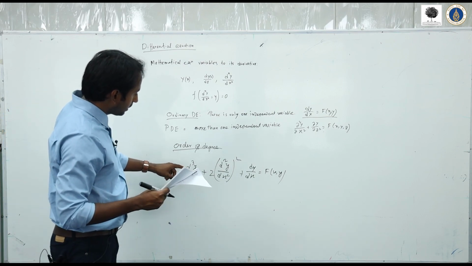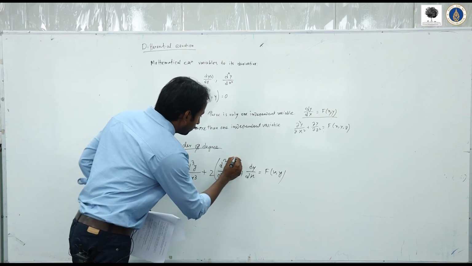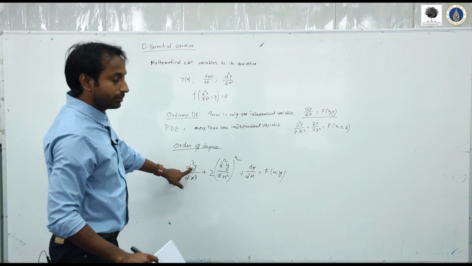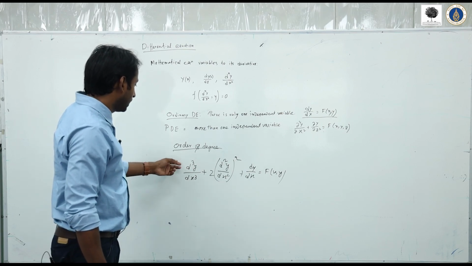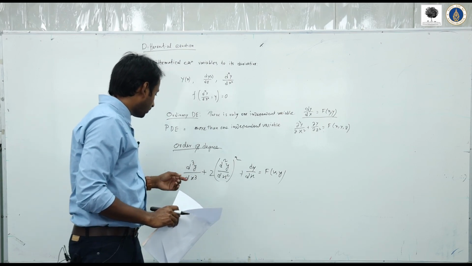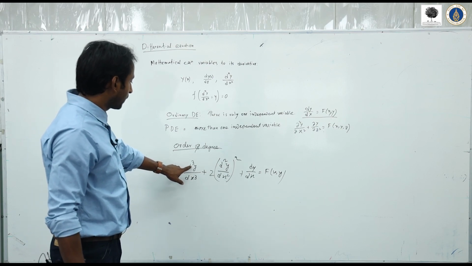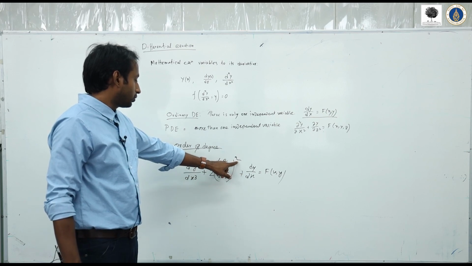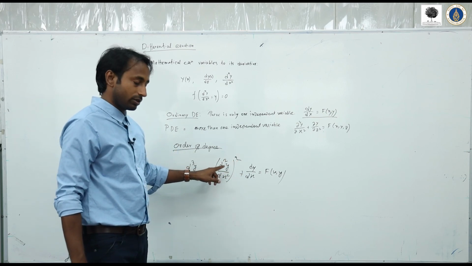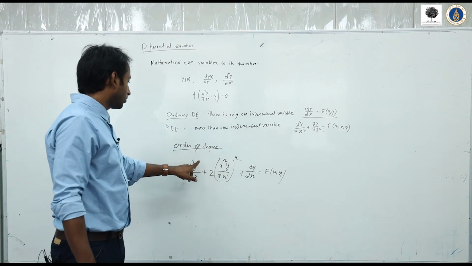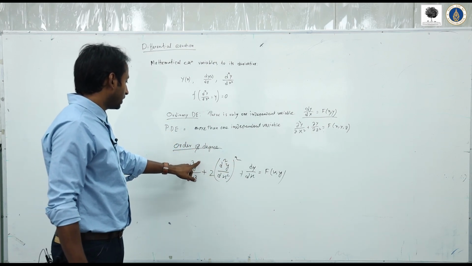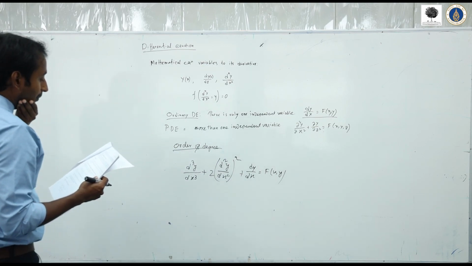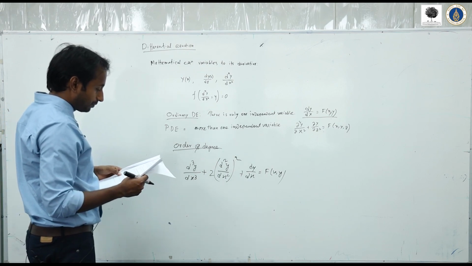The order of the differential equation is the order of the highest order derivative involved, and the degree is the power of the highest order derivative. Here the highest order derivative is 3, but the highest power is 2, which is associated with the second order derivative, so we cannot count it. We count the degree as the power of the highest order derivative. So this is a third order but first degree differential equation.